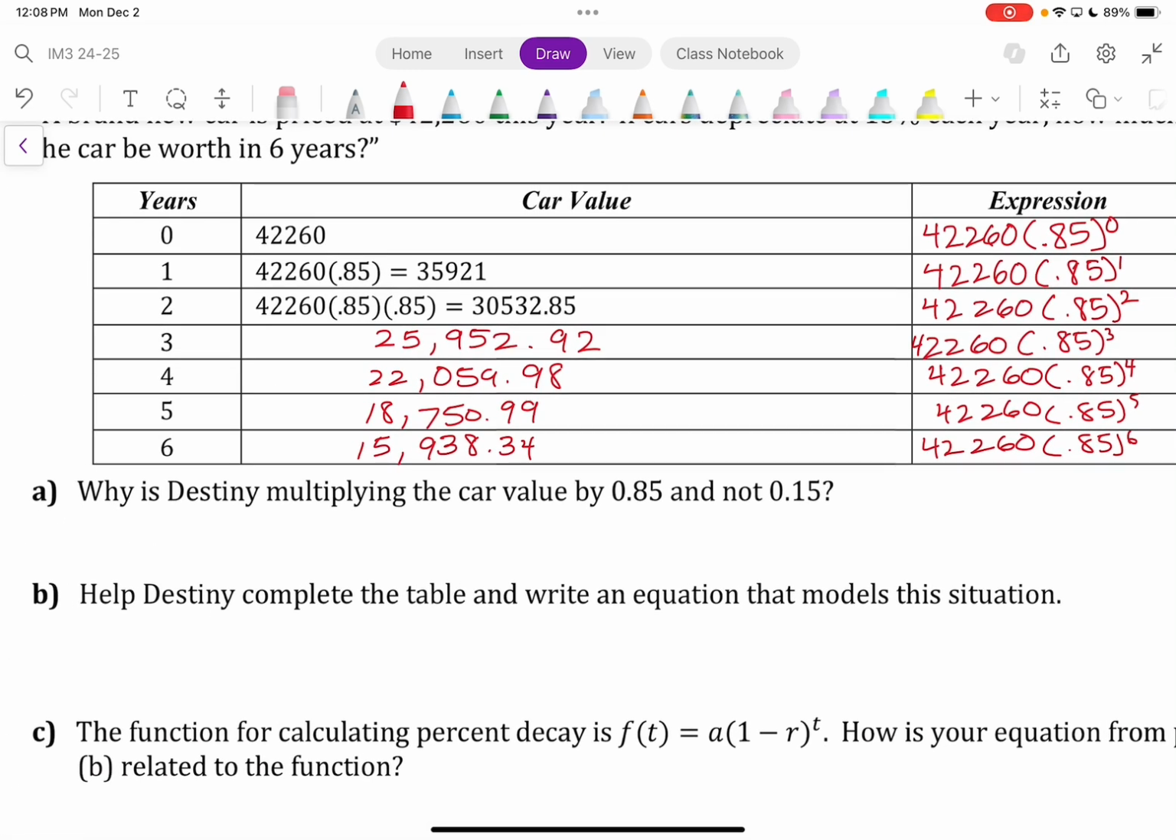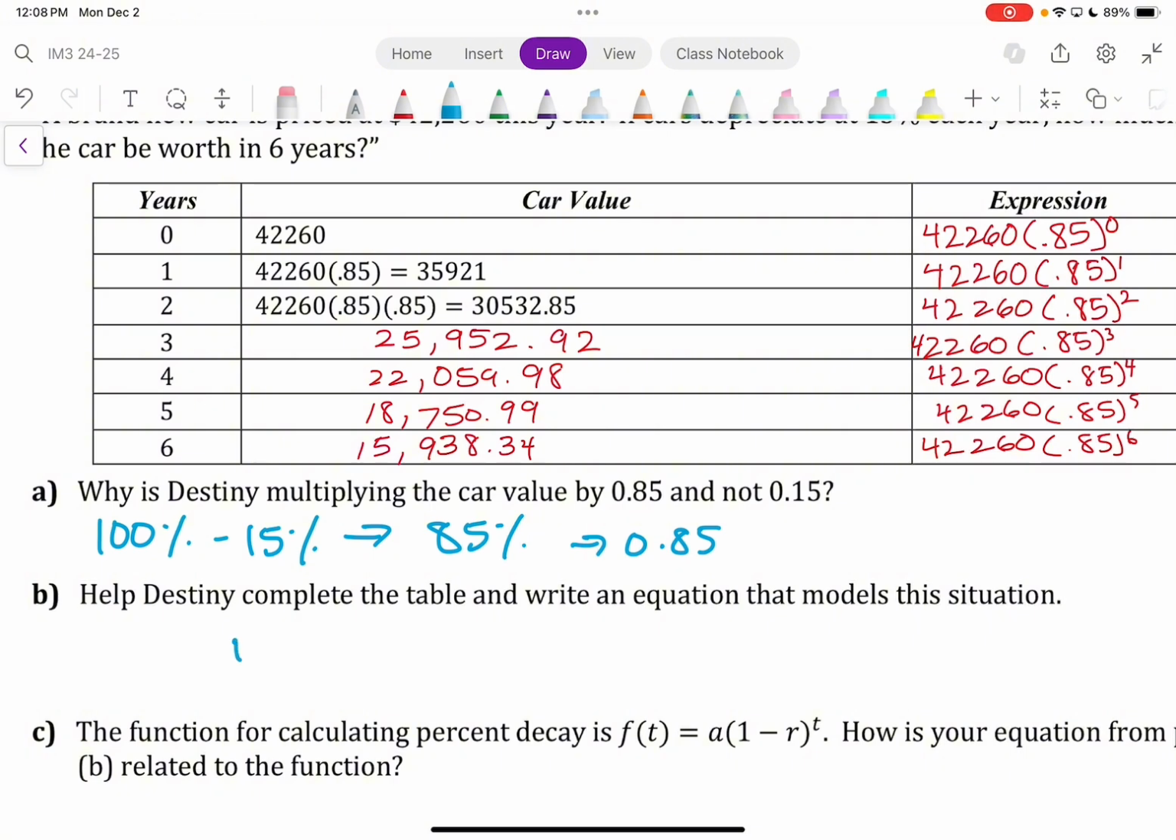Now, how come we're multiplying by 0.85 and not by 15 or 0.15? Think about what the value of the car is year after year. It's depreciating by 15%. So we're subtracting the 15% from the 100%. This is 100% of the original value minus 15%, which gives you 85%. So year after year, you're taking 85% of the value from the previous year. That's why we multiply by 0.85 and not by 0.15. Okay? All right, help Destiny complete the table.